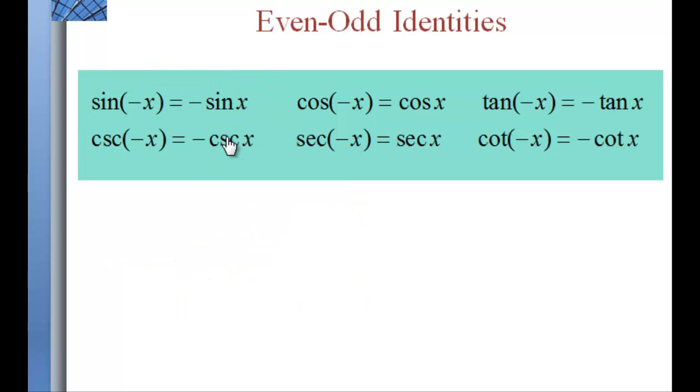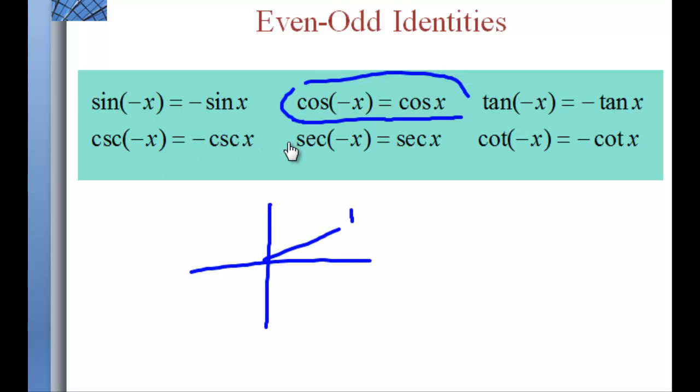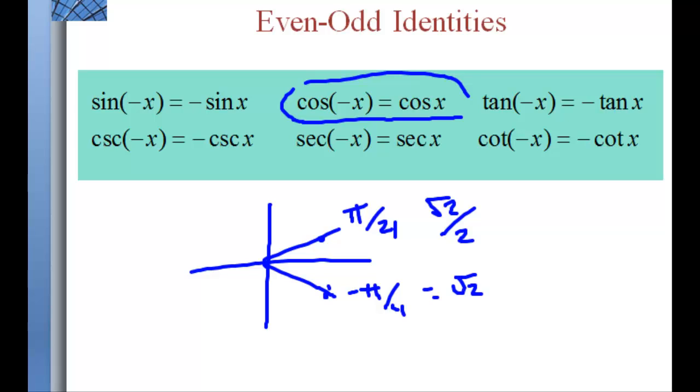We look at the cosine here in the same manner. We'll take pi over 4. Again, cosine is going to be root 2 over 2. If we take cosine of negative pi over 4, we have not changed the value of cosine. Still going to be regular square root of 2 over 2. So cosine of negative x is equal to cosine of x, so this is an even identity.